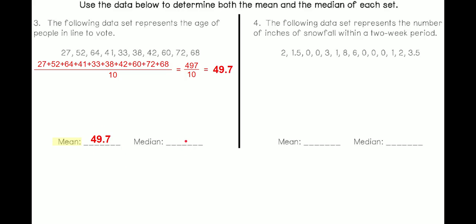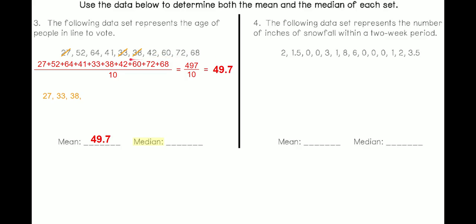What's the median? What's the middle number? Well, what we need to do is order the numbers from least to greatest. The smallest number here is 27, so I'm going to write that down and cross it off. After 27, I don't see 28. The next number closest to 27 is 33, so I'm going to write that down, cross that out. After that, it's going to be 38. Write that down, cross that out.